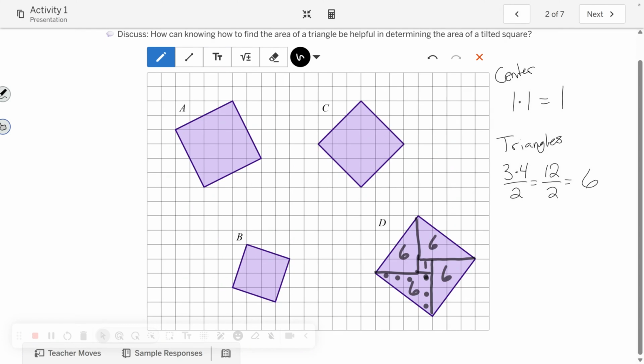And we just need to add all those together. So 1 plus, we have 4 sixes, so 4 times 6. 4 times 6 is 24, and 1 plus 24 is 25. So the whole area of letter D is 25 square units. And you can use either one of those strategies, whichever one makes the most sense to you. They will both work.